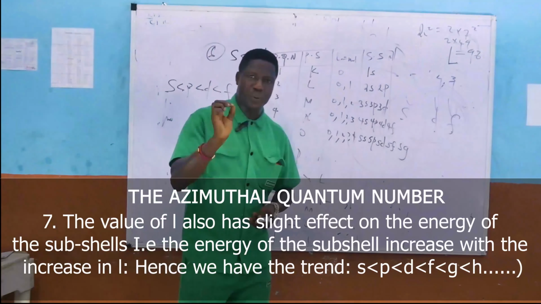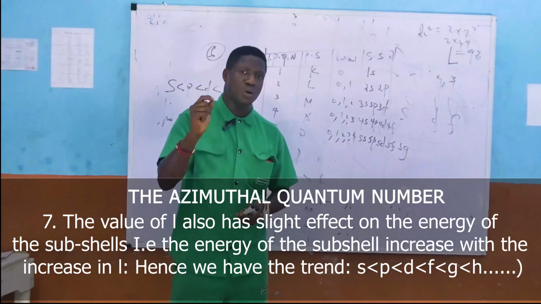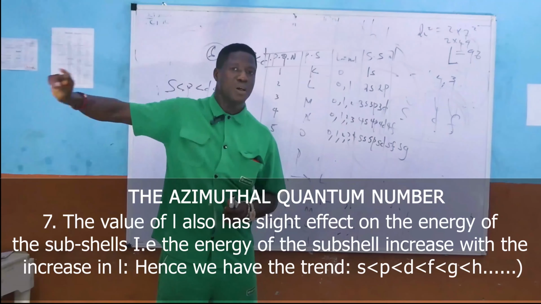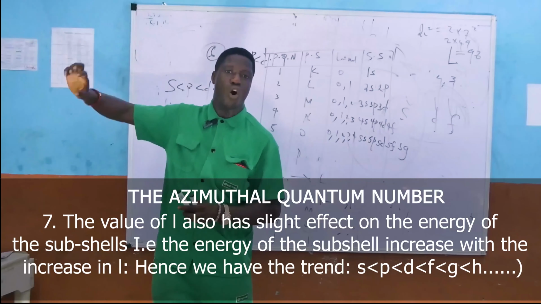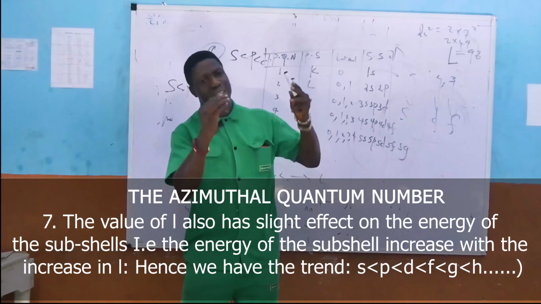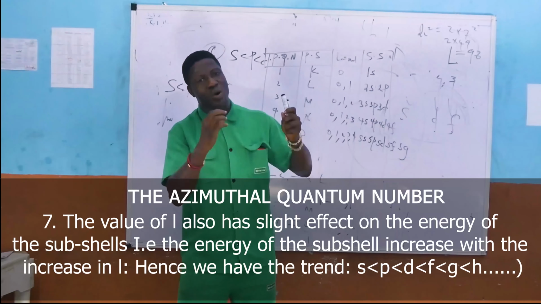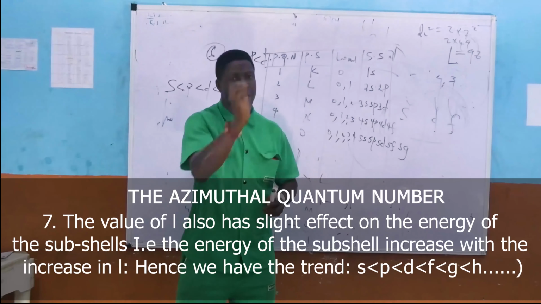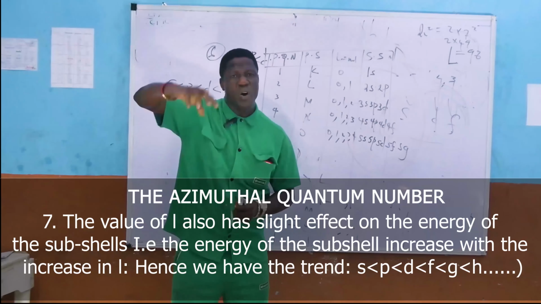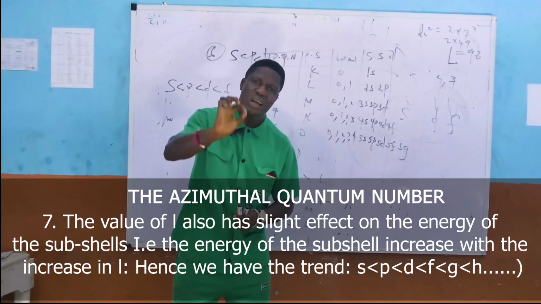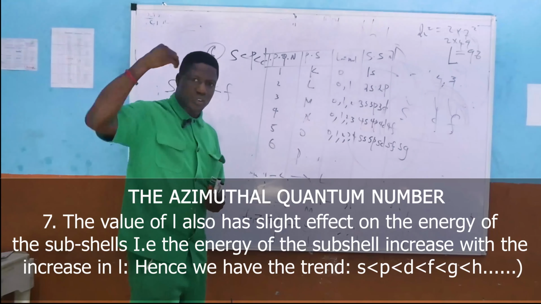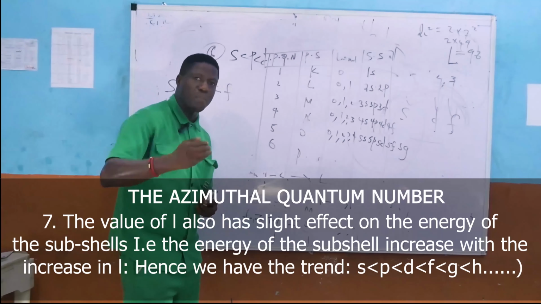Don't confuse it with the principal quantum number. Like I told you, the principal quantum number determines the energy of the electron in the atomic orbital, not the energy of the subshells. Take note of that, please. There's a distinction between the energy of the electron in the atomic orbital, the quantum number that actually determines it is called the principal quantum number. But when it comes to the energy of the subshell, it is the azimuthal quantum number that affects the energy of the subshell in the principal shell.